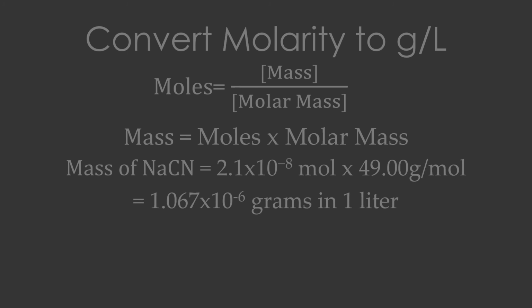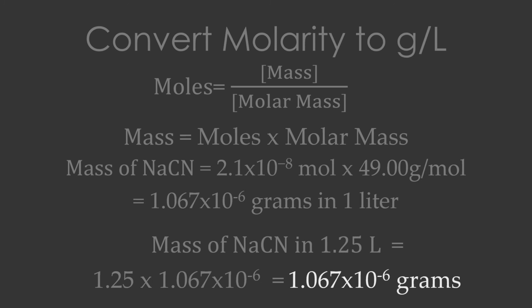Now, since we need 1.25 liters, the mass of NaCN in 1.25 liters would be obtained by multiplying the value by 1.25. So the final answer is going to be 1.067 times 10 to the power of negative 6 grams of NaCN is required to prepare 1.25 liters of the solution having a pH of 7.8.